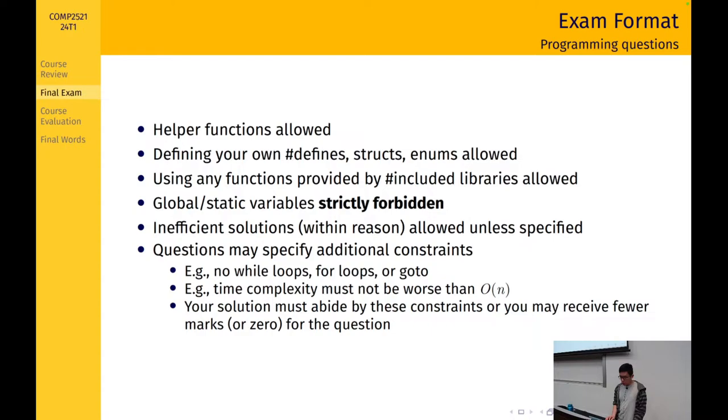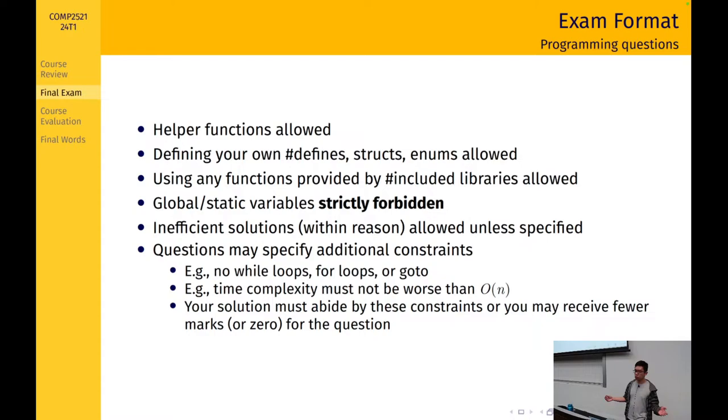All right. And the questions might specify additional constraints on your solution. For example, going all the way back to lab 2, there were constraints which said you can't use while loops, for loops, do loops, or goto. This is to make sure that you use recursion. So if we check your solution and it does contain a while loop, for loop, do loop, or goto, then your solution will be penalized most likely.